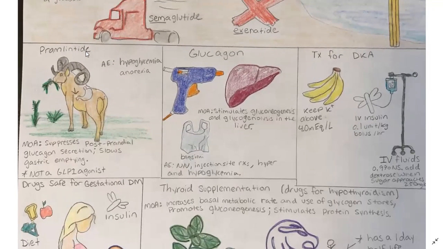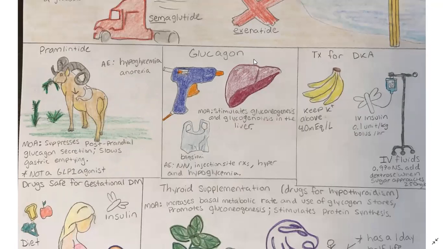Next we have pramlintide. You have to be careful here because it's not a GLP-1 agonist, even though it has a similar mechanism of action. It suppresses postprandial glucagon secretion and slows gastric emptying. It also has the same adverse effects of hypoglycemia and anorexia. But again, it is not a GLP-1 agonist.